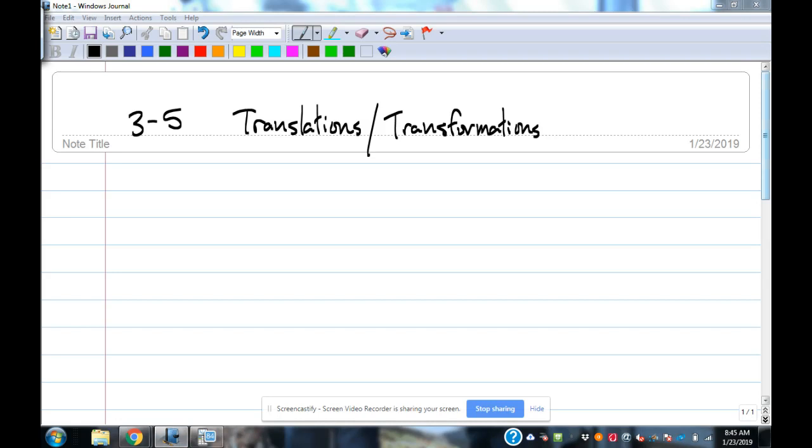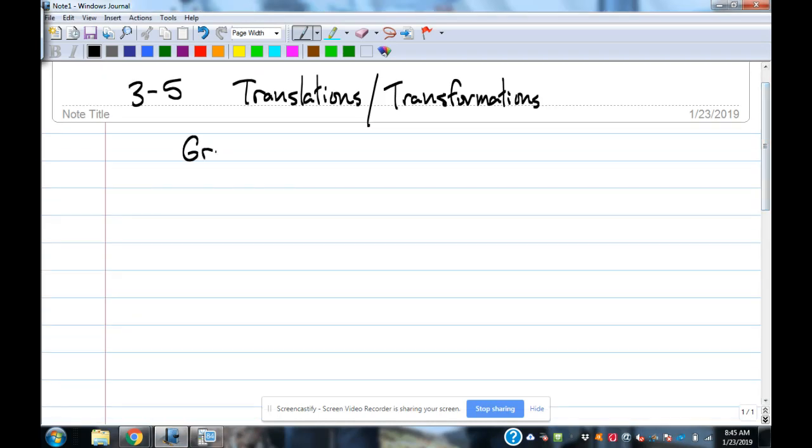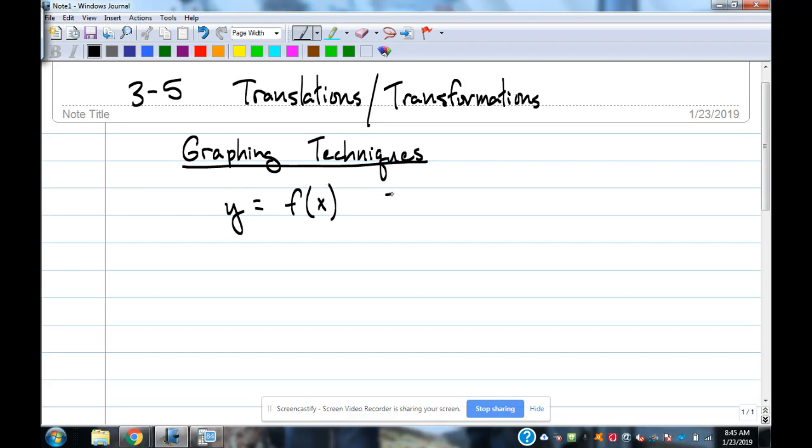So what we're going to be doing is talking about graphing techniques. We're not necessarily going to be graphing things. We're talking about graphing techniques. What we're starting with is an original function, and we'll call that the parent function. A parent function would be something like y equals x squared, or y equals the absolute value of x, something like that. And there are some shifts that happen.